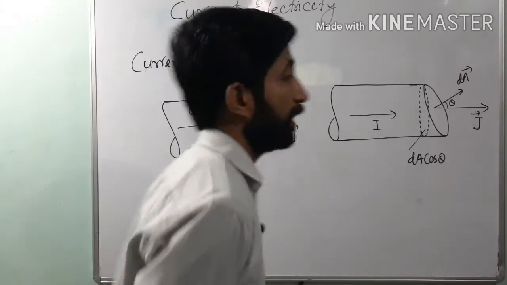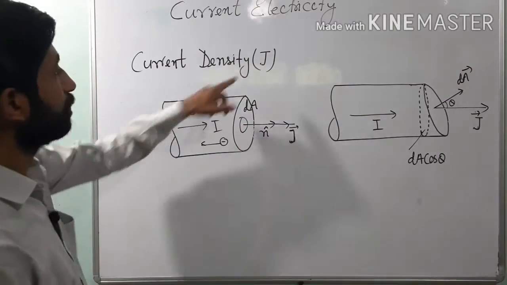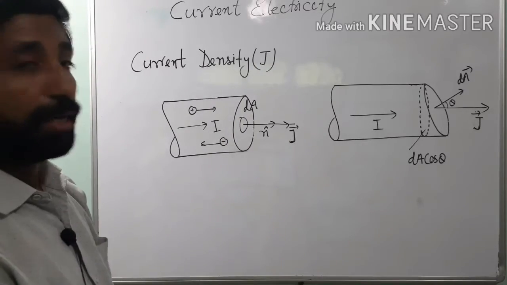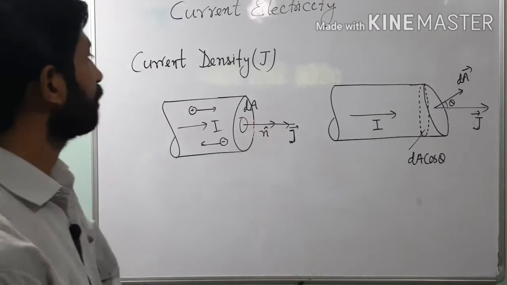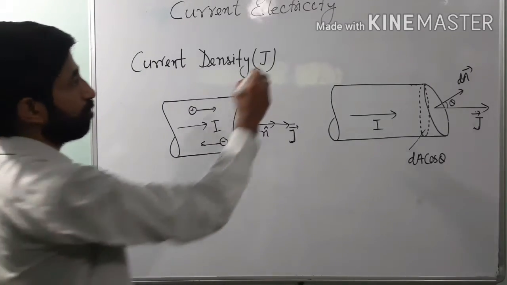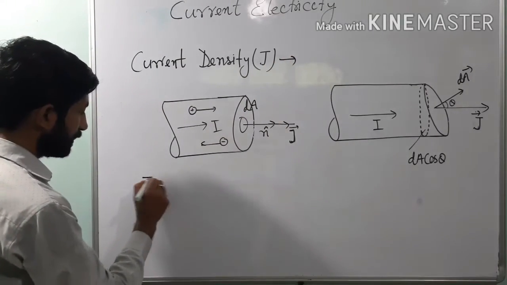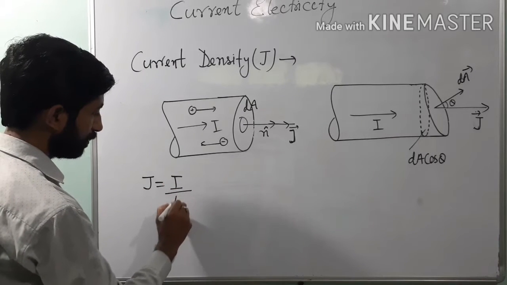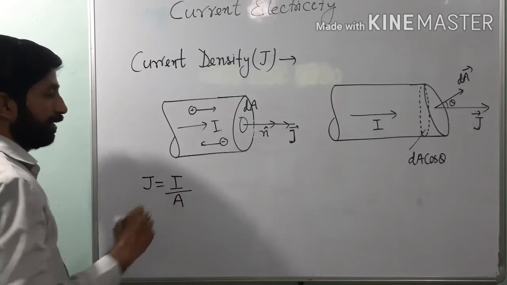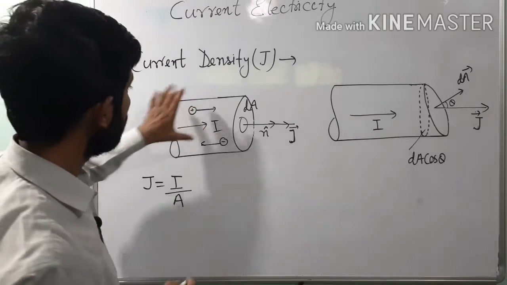Okay, so the next topic is current density. Current density will be a new term for us, that is a vector quantity itself. And what is it? Mathematically, the current density J is equal to current over area.